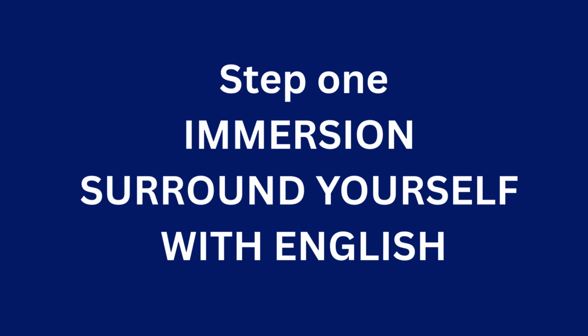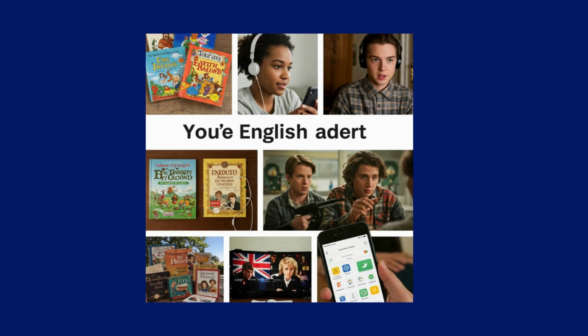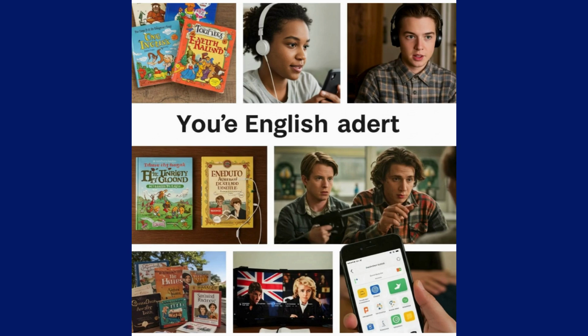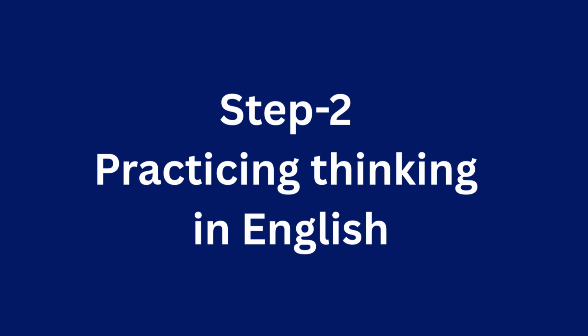Step 1 is immersion. Surround yourself with English. The more your brain is exposed to English, the more natural it becomes to think in it. Here is what you can do. Change your phone and social media settings to English. Watch movies and TV shows in English without subtitles if you can. Listen to English podcasts or audiobooks while commuting or exercising. Read English books, articles, and news every day. Label objects around your house in English. For example, put a sticker on your mirror that says mirror.